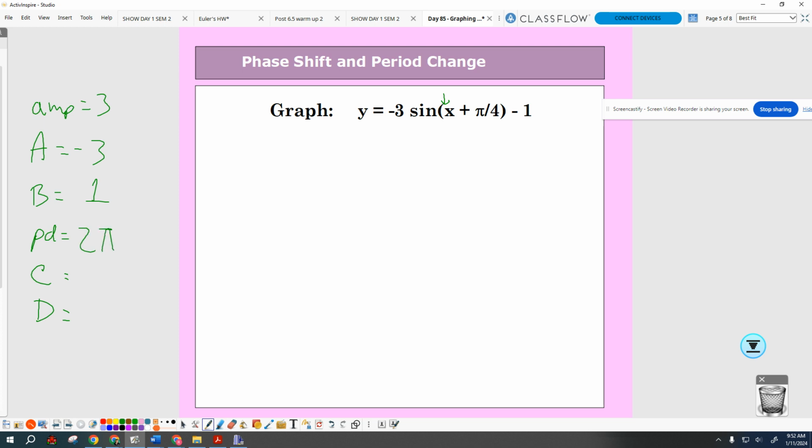Okay, C value. David, what's the C value? How do you find the C value? Nick? Pi over 4. The thing that's in there. Okay, so does it move, Chris, does it move left, right, up, or down? Left. Ferris, what's the D value? It's down 1.